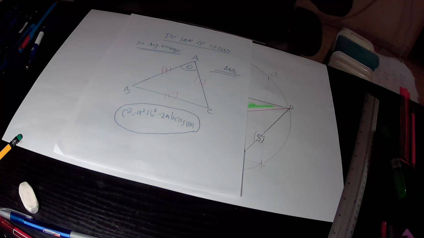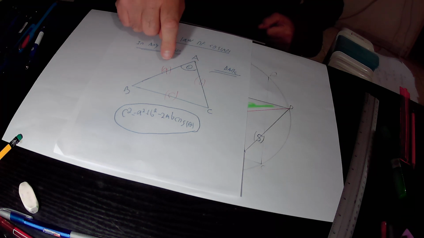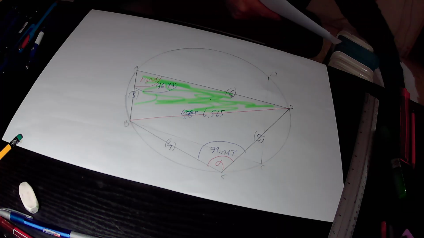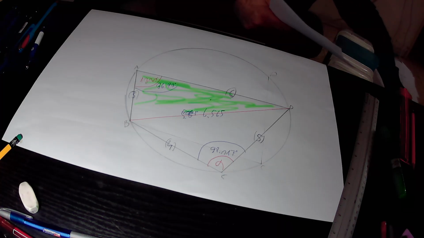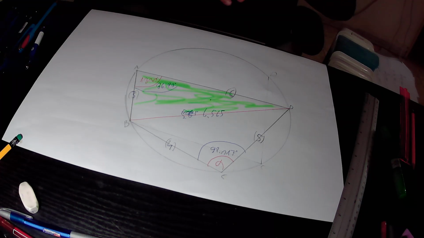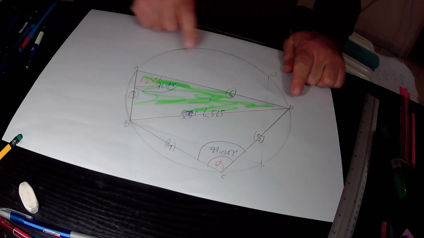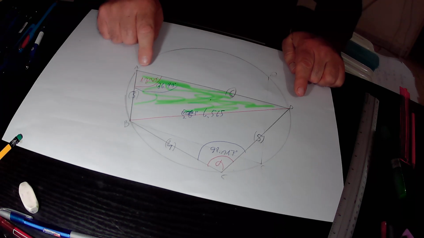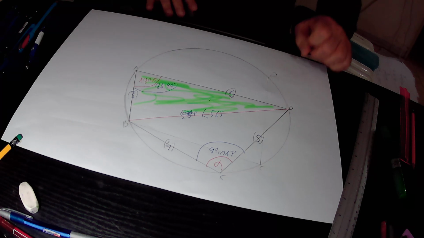In this triangle ABC, which could be any triangle, the following equation holds: C square equals A square plus B square minus 2 times A times B times cosine theta. So we can implement the law of cosines in the upper green triangle ABD. According to the law of cosines, BD square equals AD square plus AB square minus 2 times AB times AD times cosine 180 degrees minus alpha.